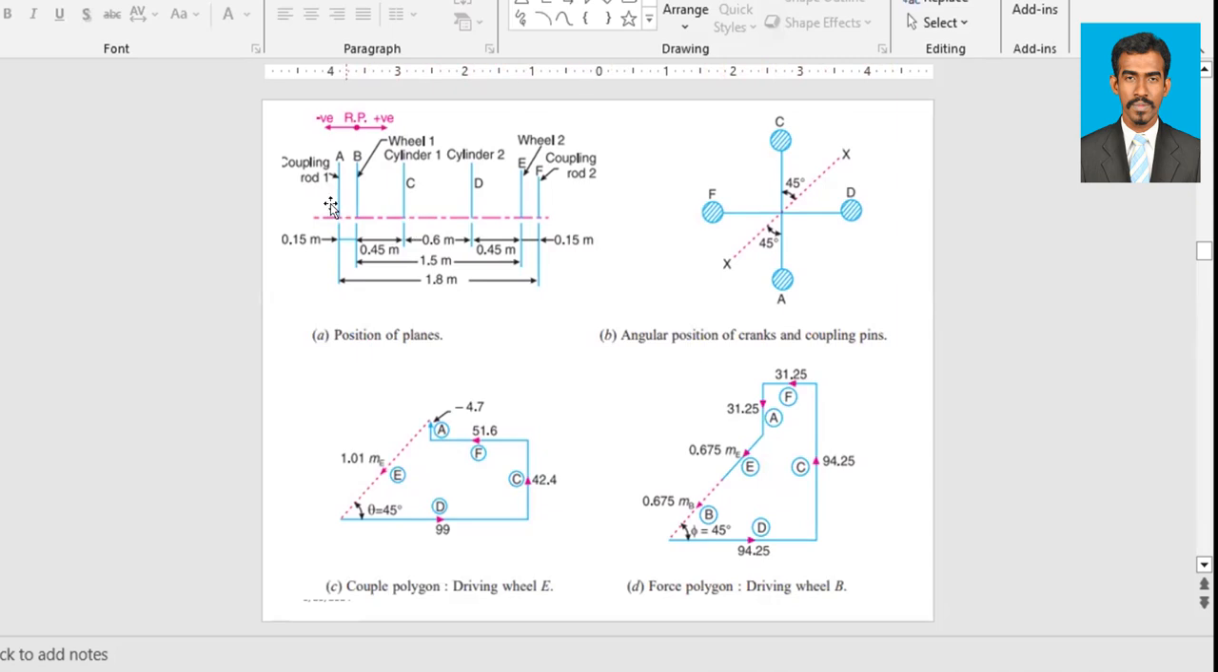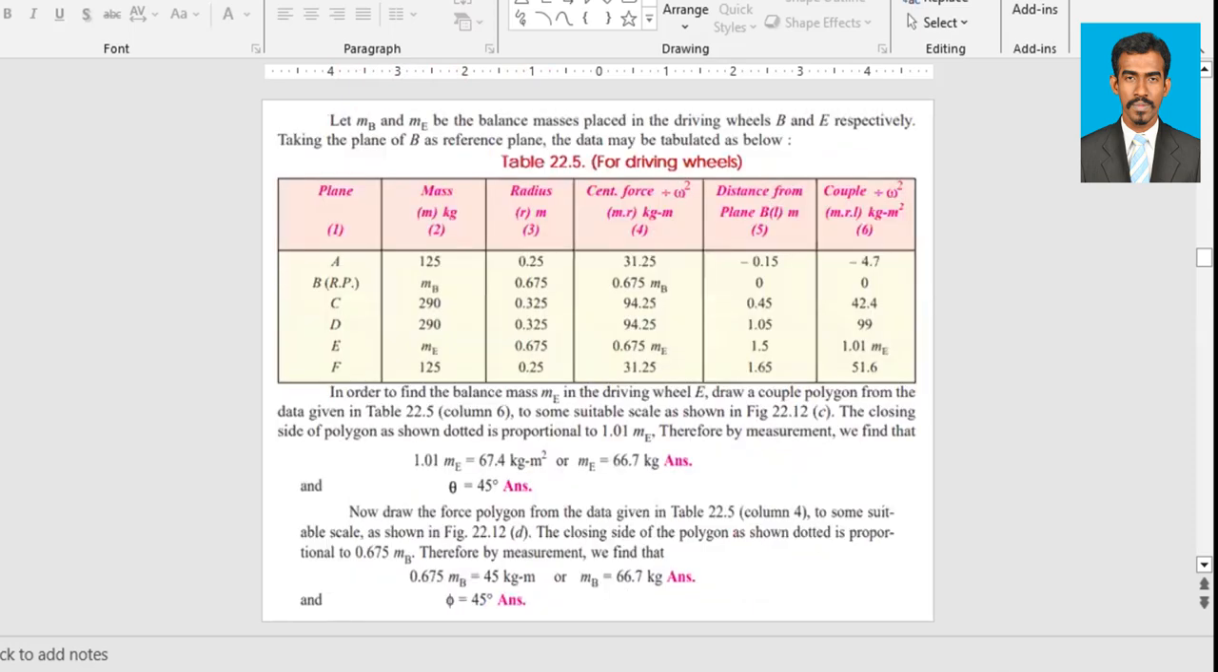For that, we need to consider any one of the planes as the reference plane. For us, B and E are the unknowns, so I'll consider either B or E as the reference plane. I'll consider B as the reference plane. From B, this side is considered as negative and this side is considered as positive. So from B, the coupling rod A is negative and the rest of the masses here are positive. So we'll fill this data first in the table.